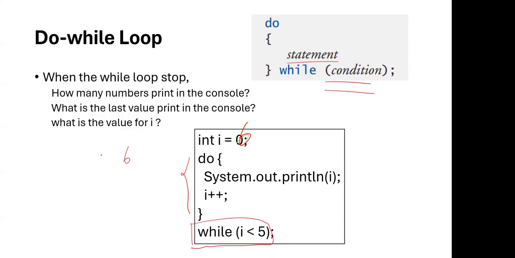However, in the console, the 6 is already printed out. So there is only one number in the console in this scenario.